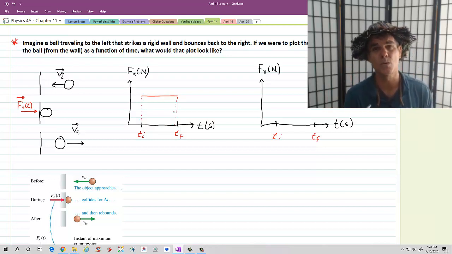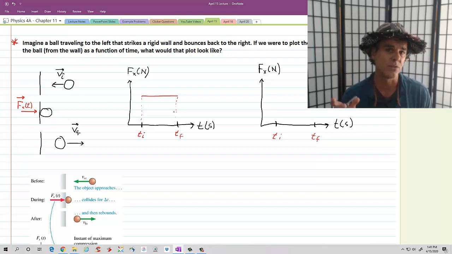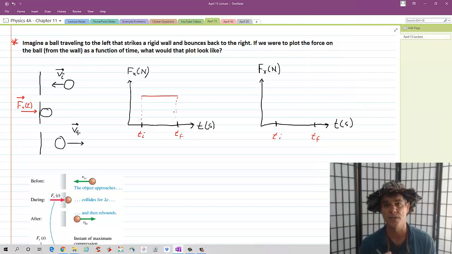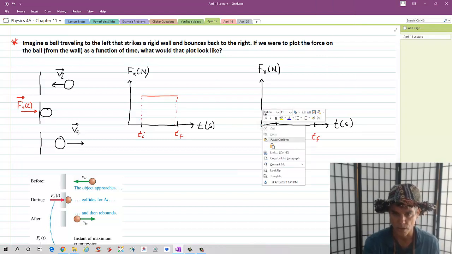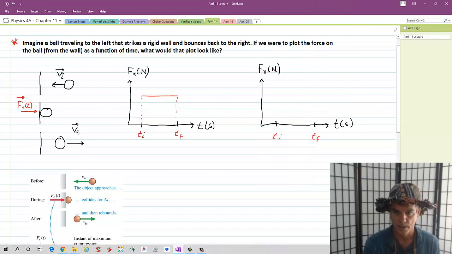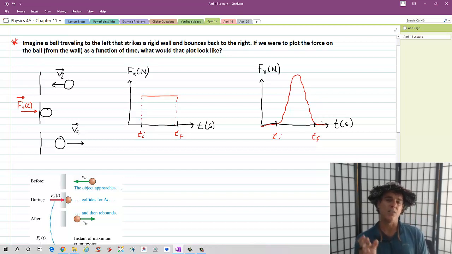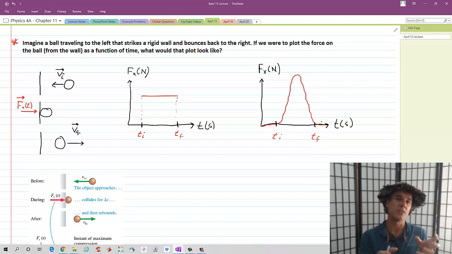So if I were to do a more realistic plot of what the force that the wall exerts on the ball as a function of time looks like, this is before it hits the wall. Once it hits the wall, the force starts at 0, goes up to some maximum value, and decreases back to 0. And what I would see is the force is most definitely not constant with time. The force starts at 0, increases to some maximum value, and then decreases back to 0.